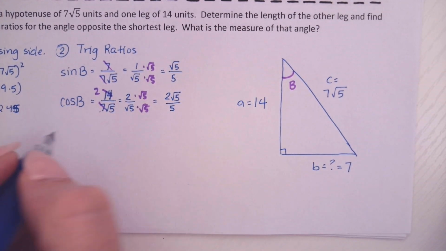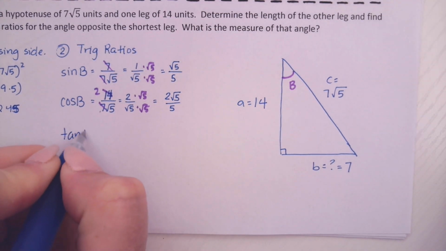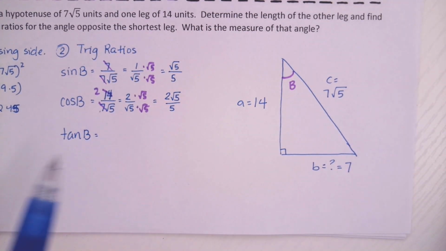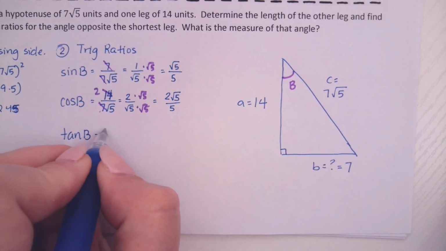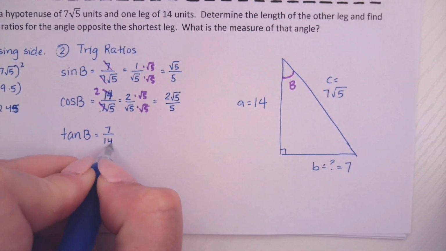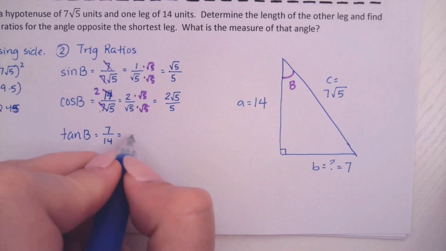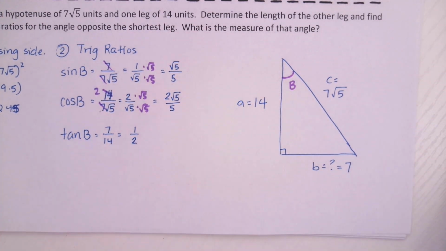All right, we did sine, we did cosine, now up to tangent of angle B. Tangent, remember, it's opposite over adjacent. Pretty easy on this one. Opposite over adjacent. Oh, 7. 7 over 14, which would turn into 1/2. 1/2.